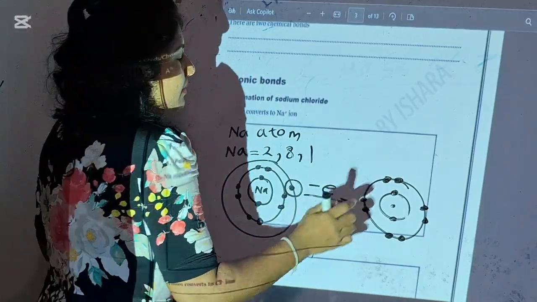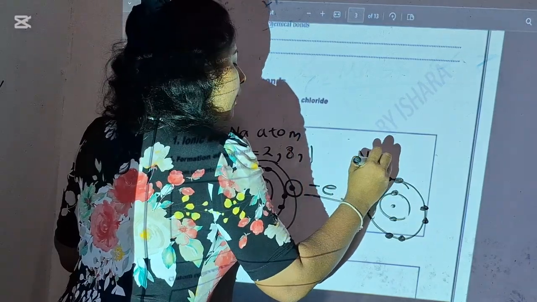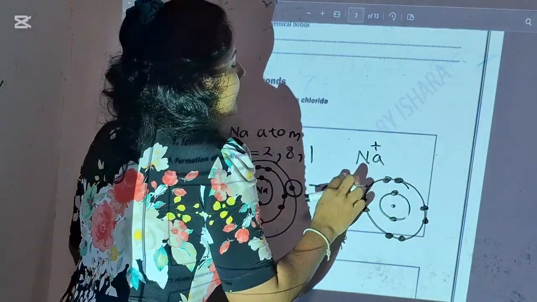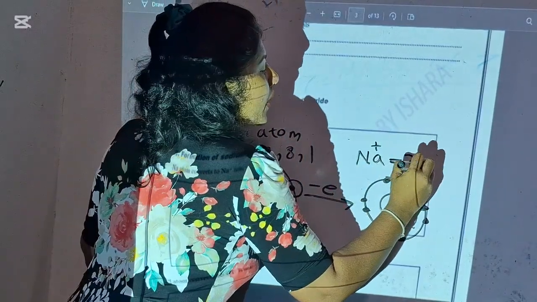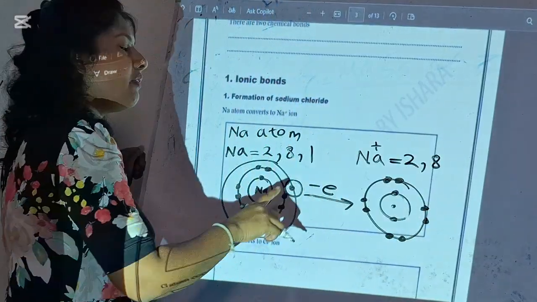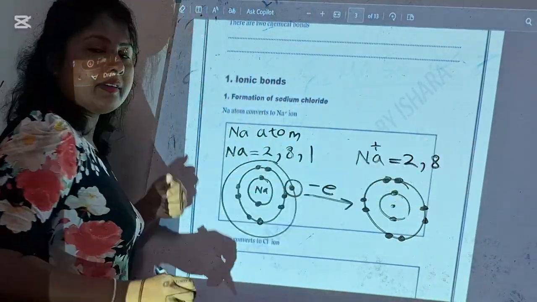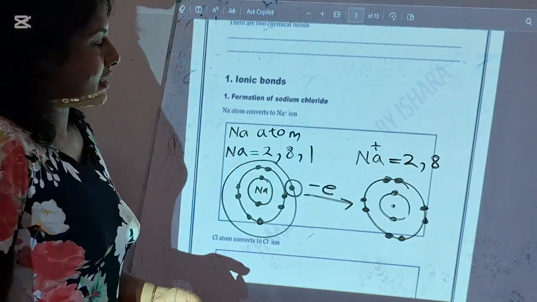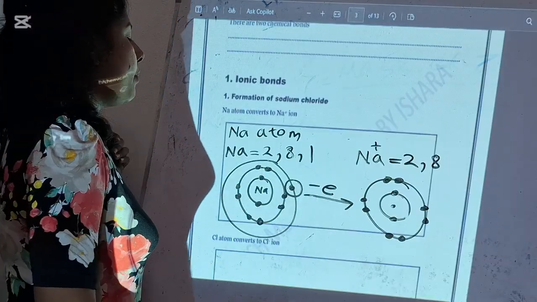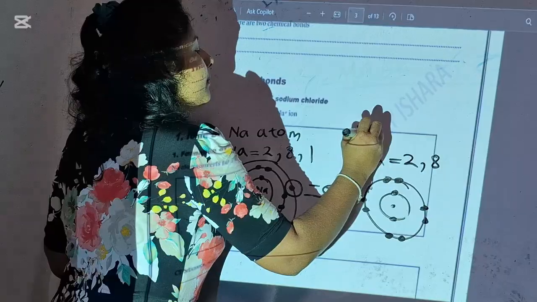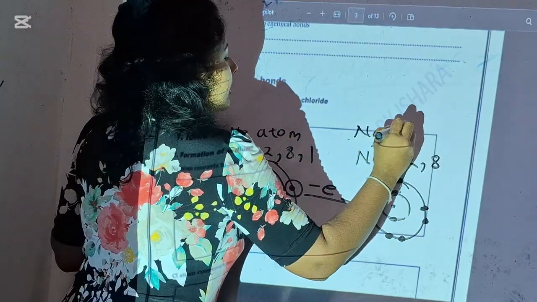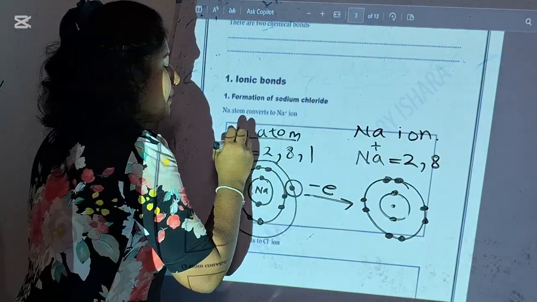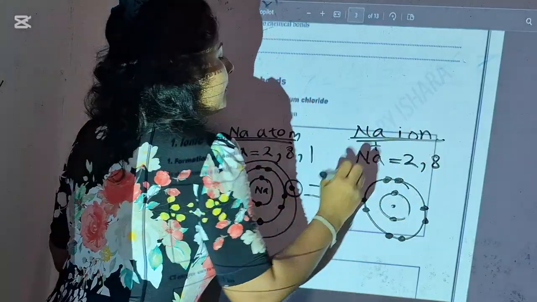So that is how to write the electronic configuration of the sodium plus ion, that is 2,8 only. The main reason for not putting 1 is that it was released previously. This is the way of making a sodium ion. So this one is the sodium atom, this one is the sodium ion.